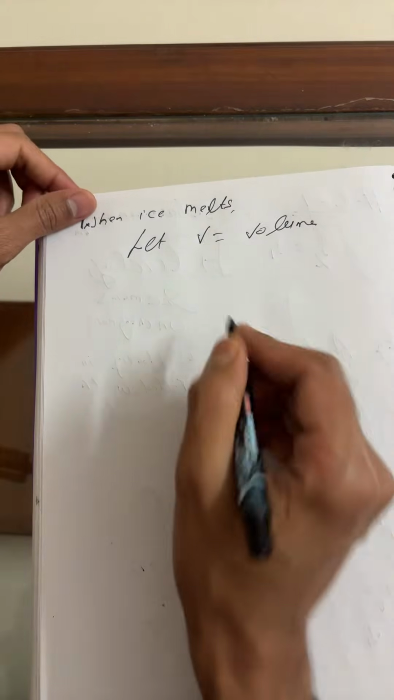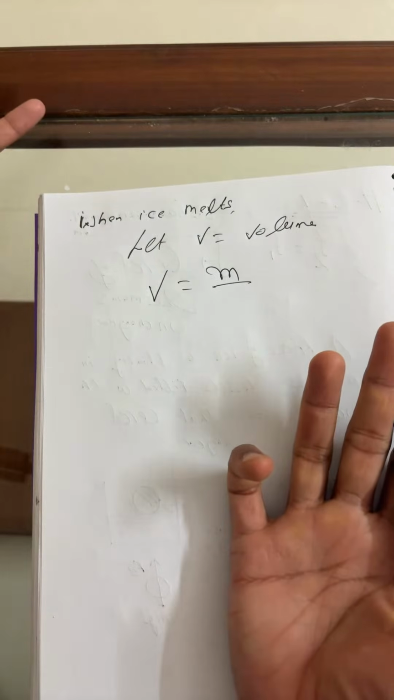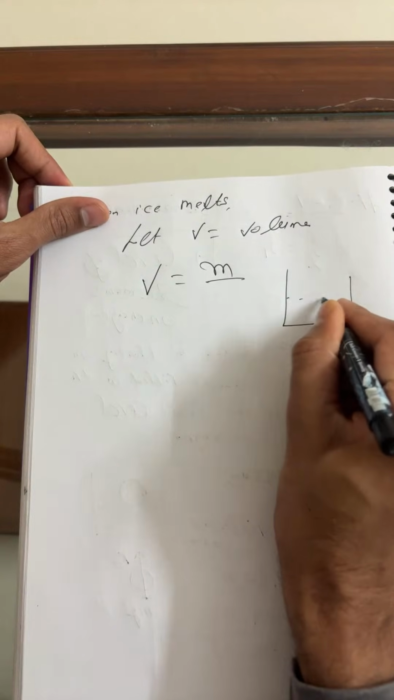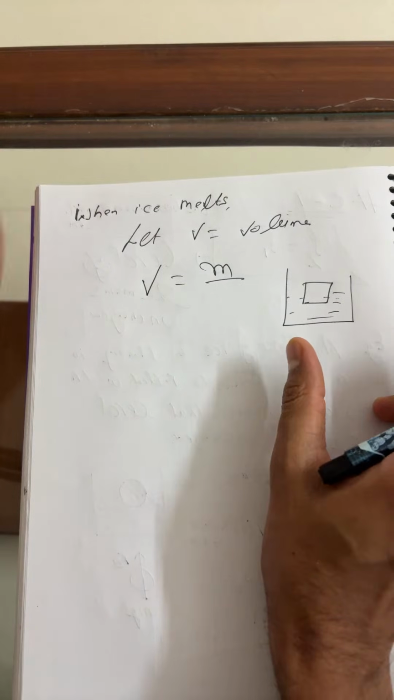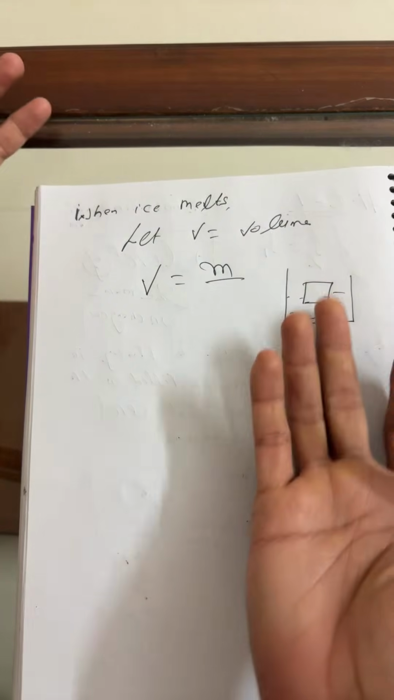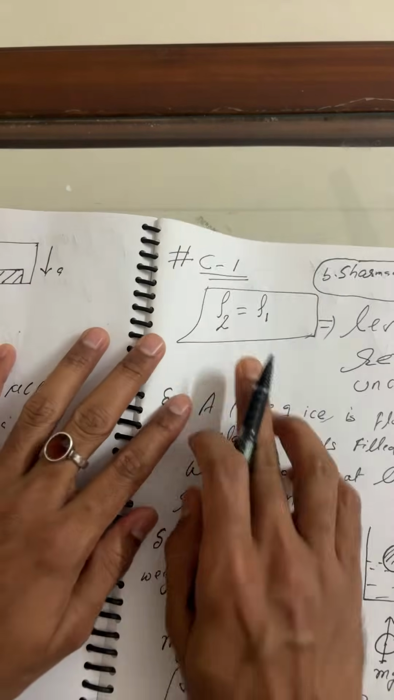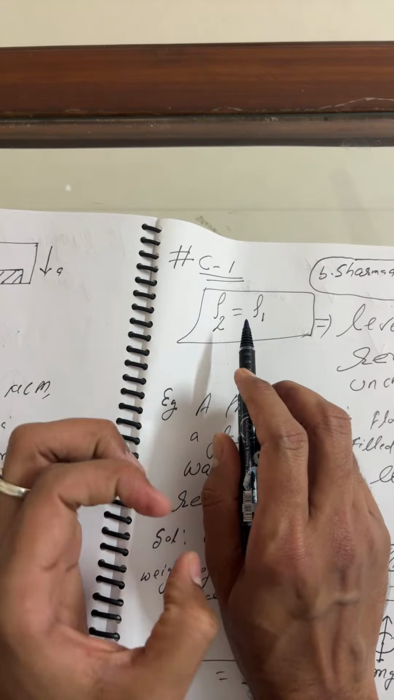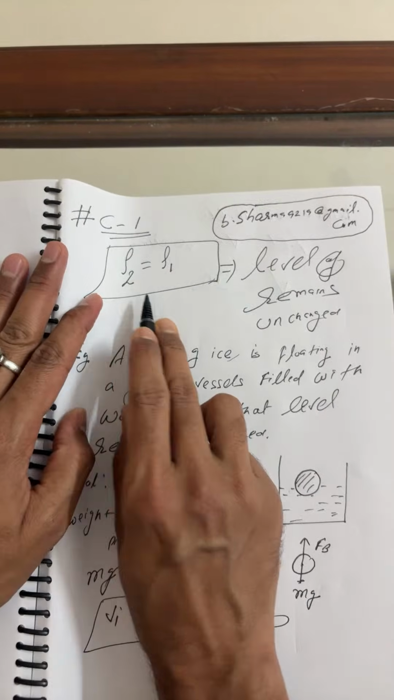So here, what can I write? Volume is mass upon density, because the entire ice becomes water. This is a container in which there is water, and a piece of ice is floating. So when the entire ice melts, the level remains the same. Already I said. See here, rho 2 is equal to rho 1. This is the condition after melting, because ice becomes water. That's why I said this is case 1.